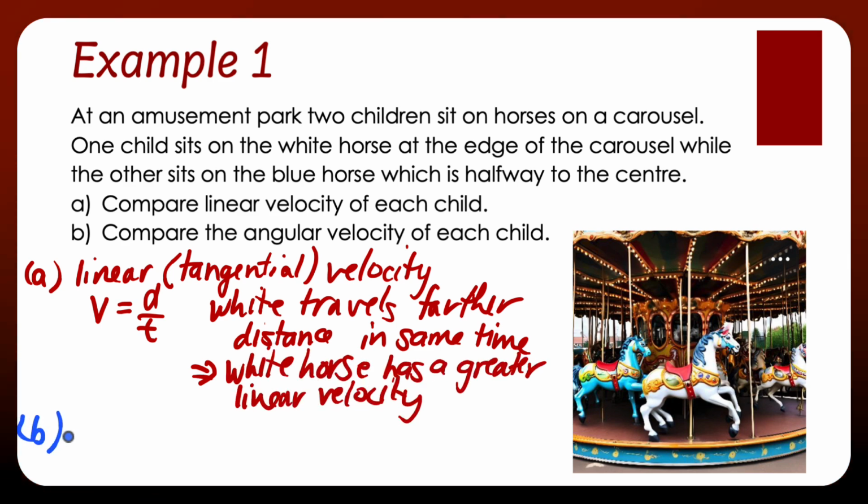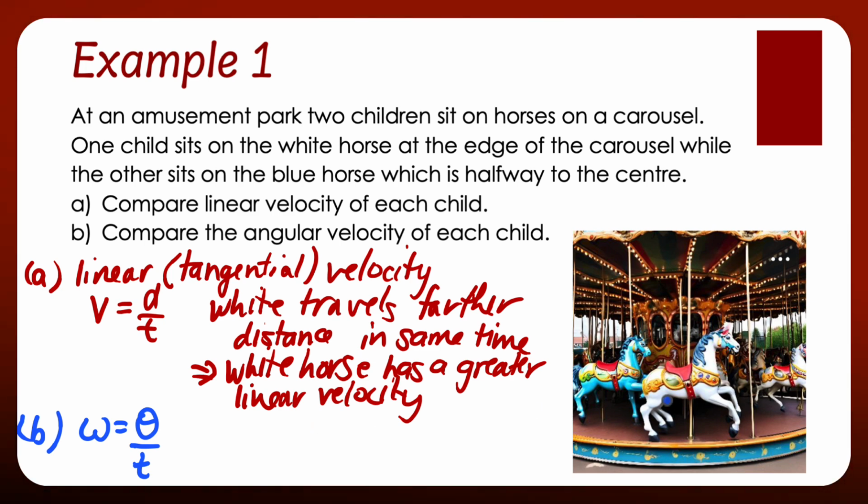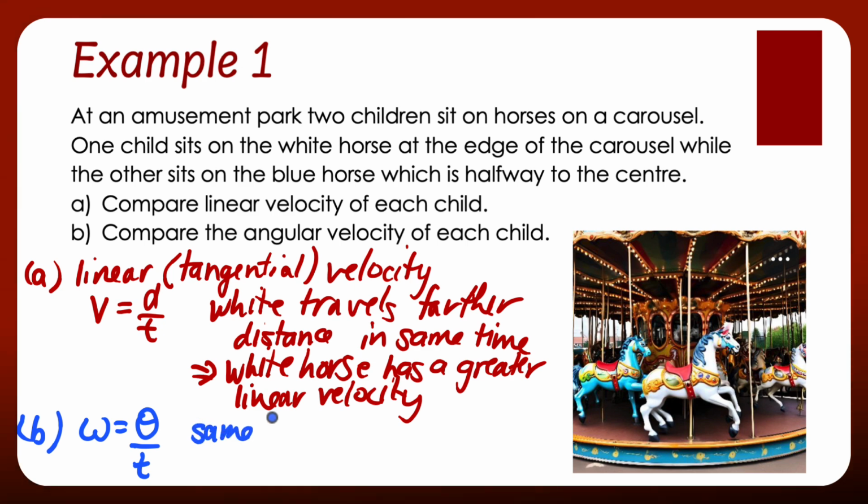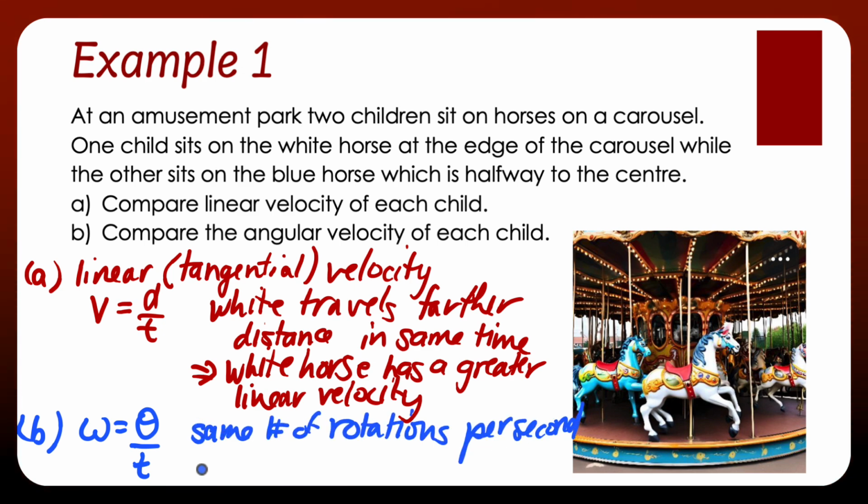Okay, now in B, it says compare the angular velocity of each child. Let me translate this into our rotational motion. Instead of V, I would have an omega. Instead of D, I'd need a theta, and time is the same. So how many radians will this horse go through in the same time that the blue horse goes through it? Well, they're going to have the same number of rotations per second. That means they're going to have the exact same angular velocity.